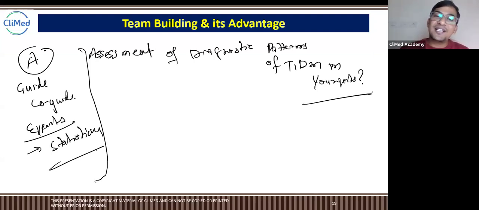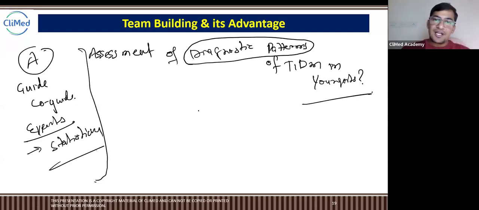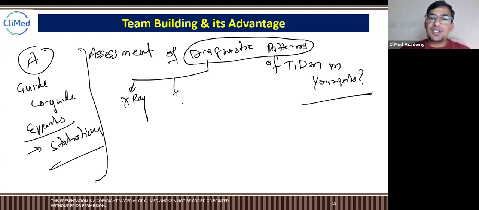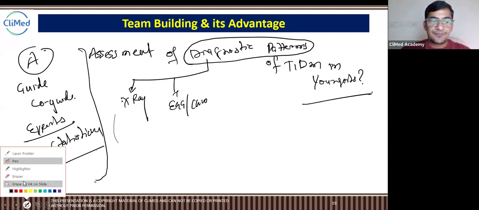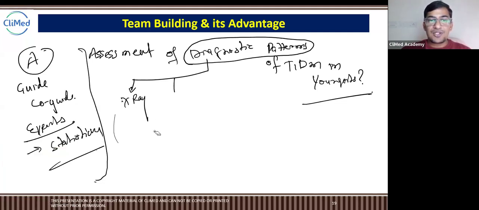But what exactly team building is here: he cannot do the entire research. When I'm talking about diagnostic patterns, the diagnosis of diabetes may need the X-ray, maybe the ECG or echo, but let's not talk about the ECG, echo or X-ray here, because it will be comprehensive otherwise. Let me make it very simple.